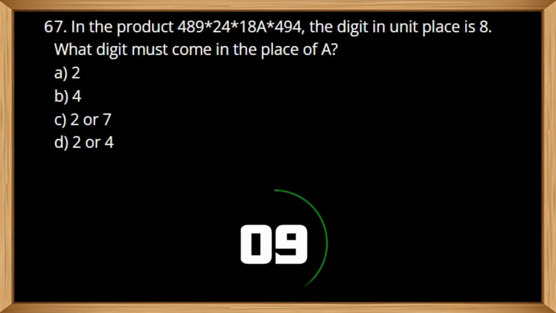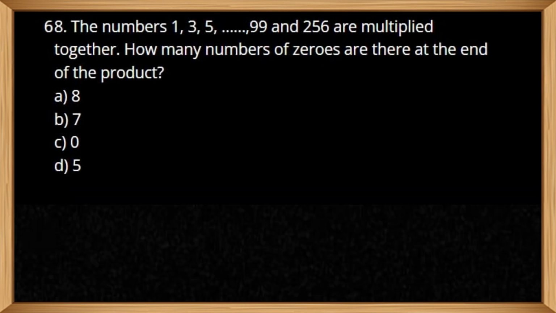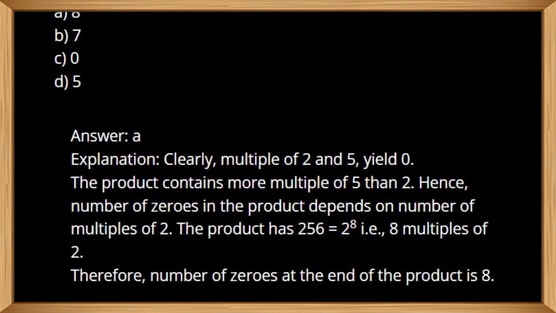In the product of this expression, the digit in unit place is 8. What digit must come in the place of A? Option C 2 or 7. The numbers 1, 3, 5 up to 99 and 256 are multiplied together. How many zeros are there at the end of the product? Option A 8.